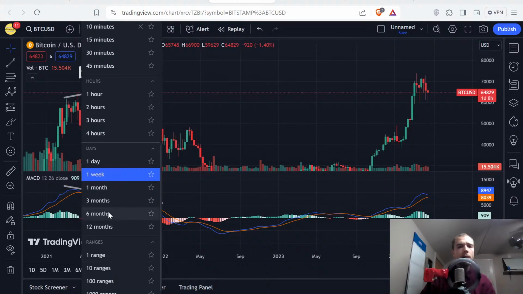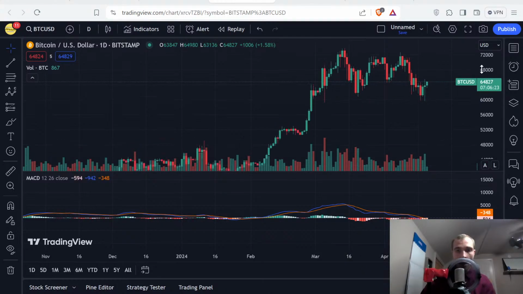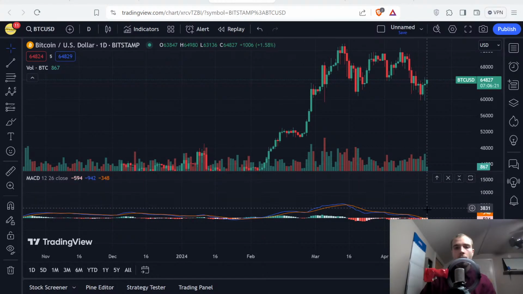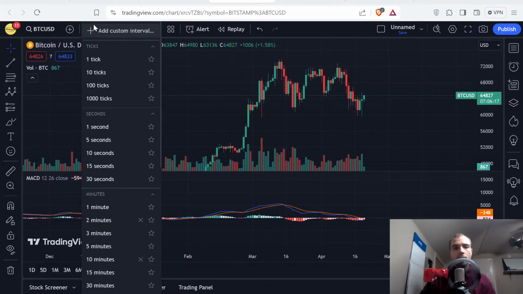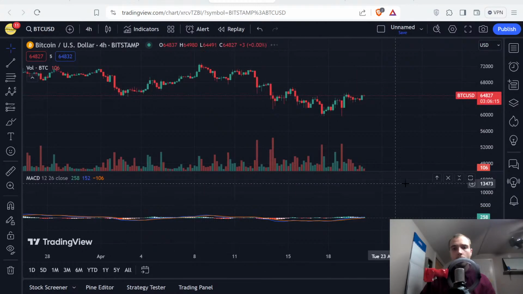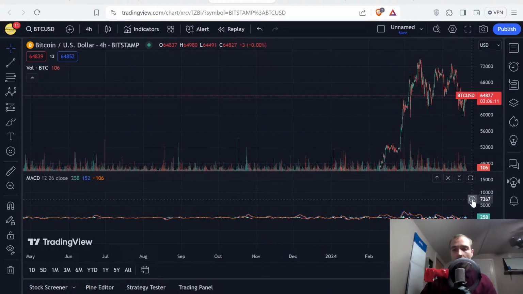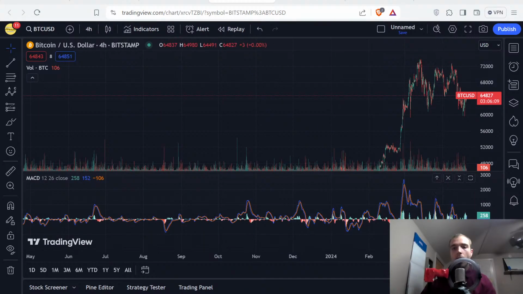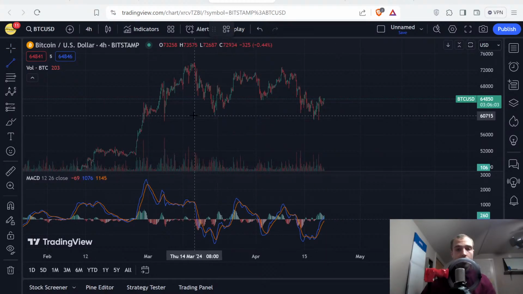And we also don't see any bearish divergence here on Bitcoin, or let's see here. Yeah, there we go. And we also don't see any bearish divergence on the smaller time frames, right? Like the 4-hour, we don't see any bearish divergence. We do see hidden bullish divergence.